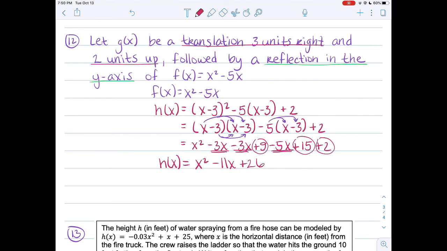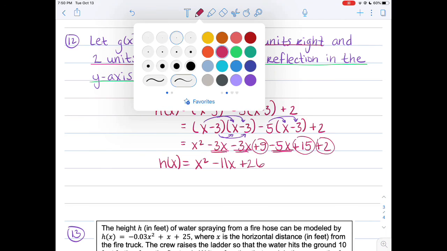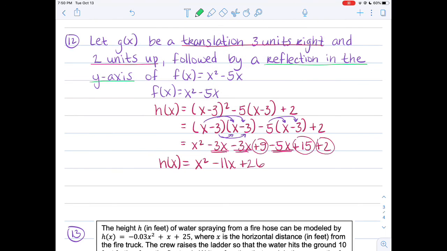All right, the last thing that we need to do is a reflection in the y-axis. Reflections in the y-axis, that's going to be a negative sign inside with x. So everywhere that I see x, I'm going to replace it with a minus x. So minus x squared minus 11 times minus x plus 26. I can simplify this a little bit and get rid of the parentheses, giving me a final answer.